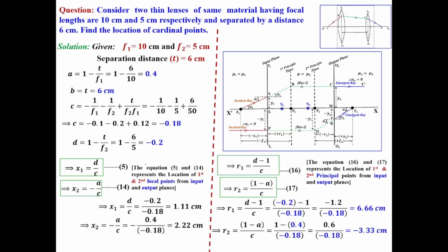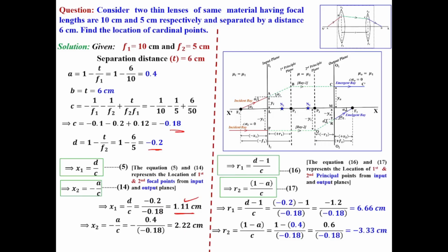Now we are going to find out first and second focal points from input and output planes. So first focal point from input plane, how are we going to determine? By considering this expression, x1 equal to D by C. So here D value is this one and C value is this one. Just substitute, we can get x1 value is 1.11 centimeter. And this value represents the focal point from input plane.